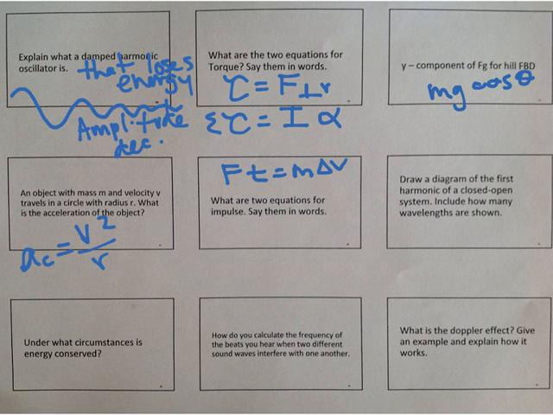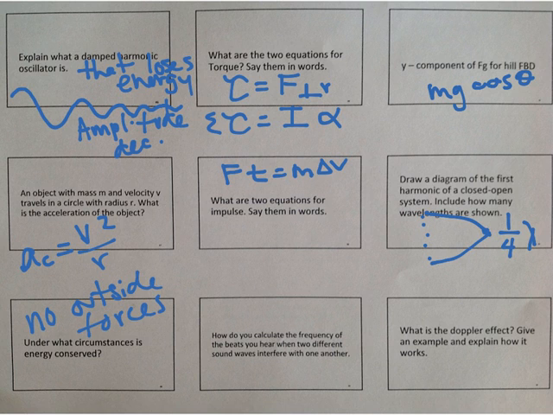Alright, first harmonic of a closed open system. So if it's open, it's going to be a wide end. If it's closed, it's going to be a tiny end. And that's only a quarter of a wavelength. Under what circumstances is energy conserved? If there's no outside forces. So that means all the forces are in the system.